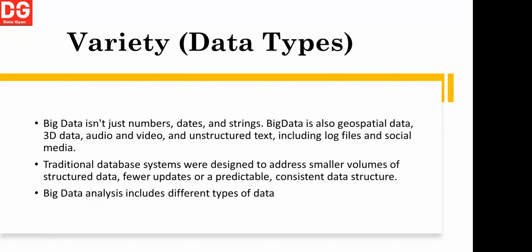And then third is variety, that is data types. So big data isn't just numbers. It contains all the variety of data, like dates, strings, geospatial data, like we have the country codes, then we have the postal codes, city names, etc. 3D data is there, audio and video, that come under the unstructured data, as we know. And then we have unstructured text, including log files and social media.